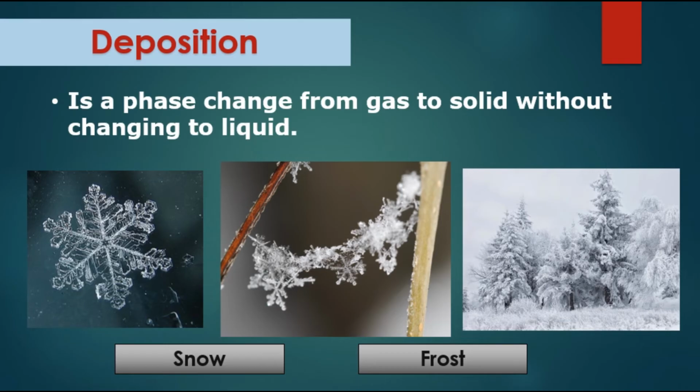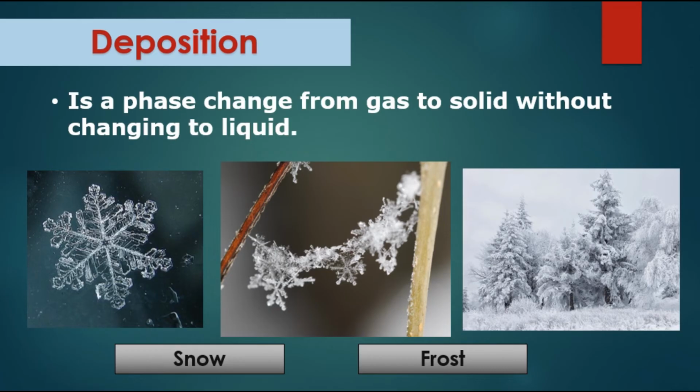Next is deposition. Deposition is a phase change from gas to solid without changing to liquid. So, ito naman, class, pabaliktad. From gas, yung gas na nasa paligid natin, yung vapor, nako-convert siya into solid without changing to liquid. At ito ay nangyayari, class, kapag sobrang lamig ng temperatura sa isang lugar or sa ating atmosphere. So example of these are snow and frost.